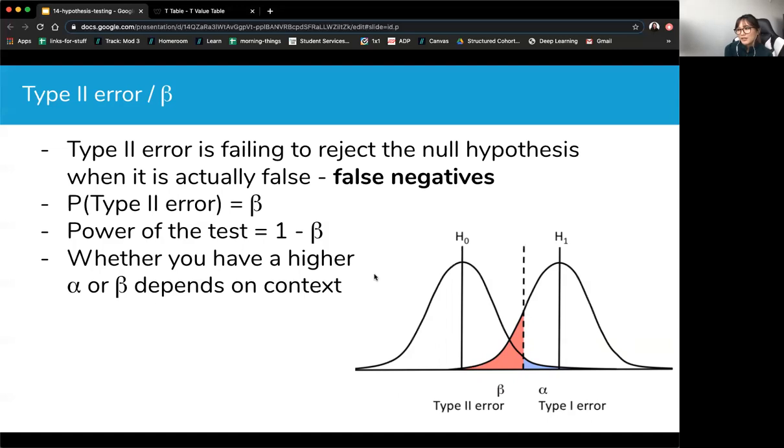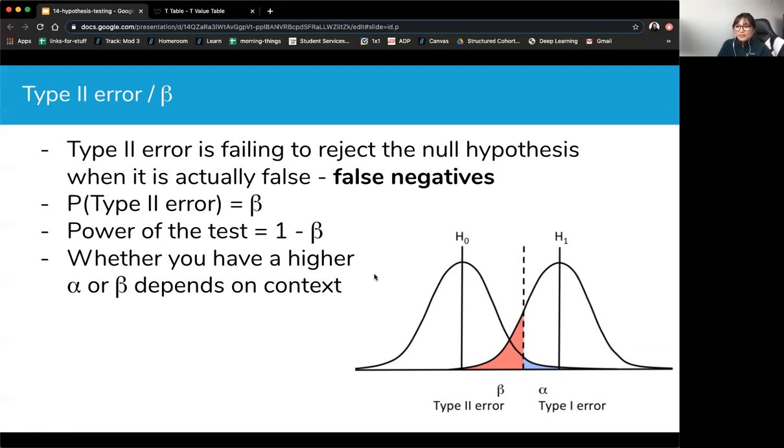Why I still talk about this today is because in future projects, not this upcoming project, you are going to have to choose between whether you would rather make false positives or false negatives. And it really depends on context. For example, with these COVID tests, would you rather have false positives or false negatives? Often it's a trade-off, and we'll see why on Tuesday.